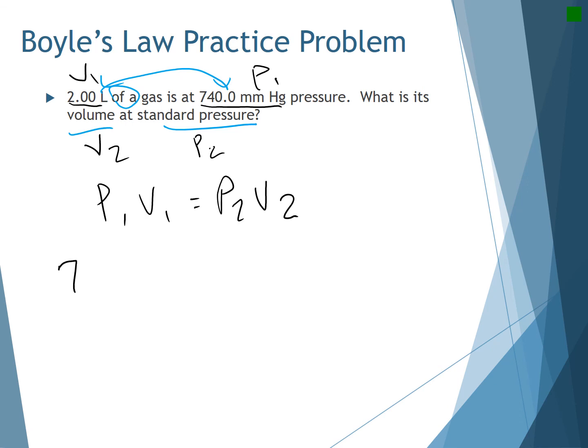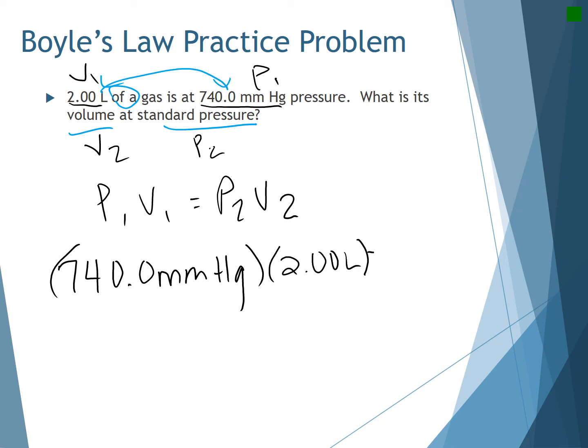My P1 is 740. Notice that it doesn't need to be in any particular pressure unit. It just needs to be a pressure unit, and they need to be the same on both sides. Same with your volume, so times 2.00 liters. That equals standard pressure. Standard pressure, remember, is 1 atmosphere, 760 millimeters of mercury, 101.3 kPa, and so on, which you'll be given on your conversions chart, but you have to understand that that's standard pressure.